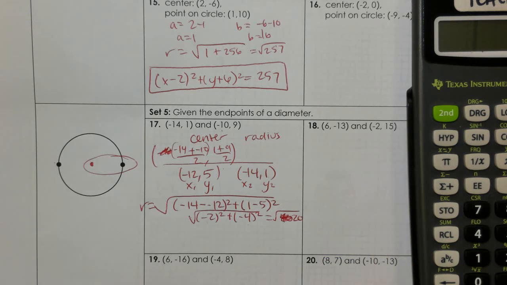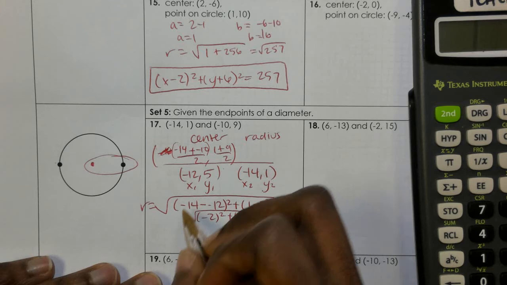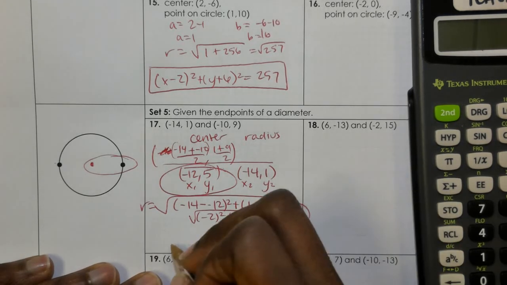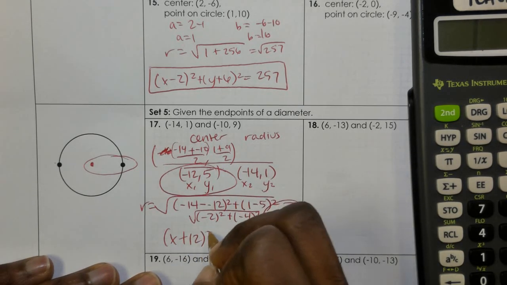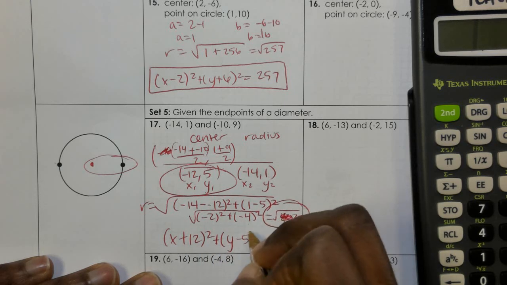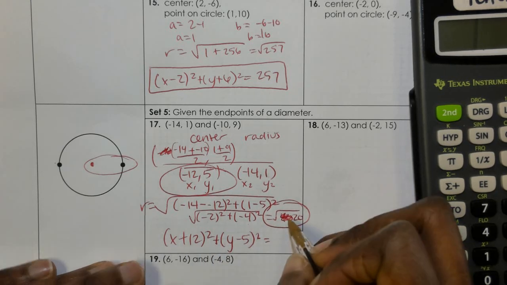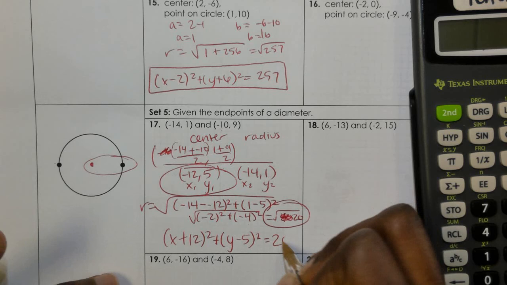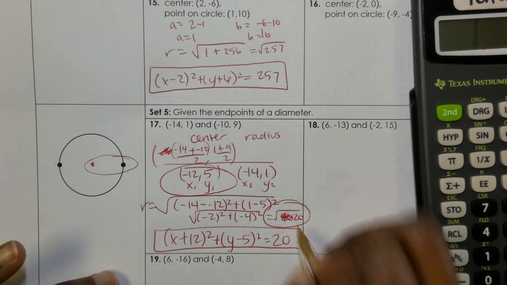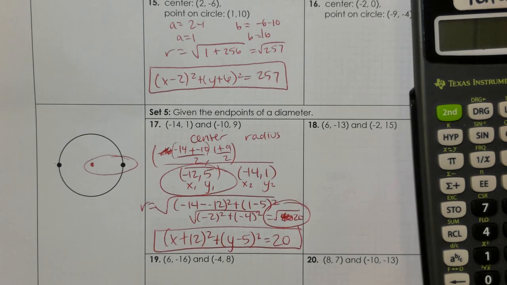Alright, so that's the radius. The center was this, and this is the radius. So x plus 12, we change the signs, y minus 5 equals the square root of 20 squared, which is 20. And that's it for the second topic.